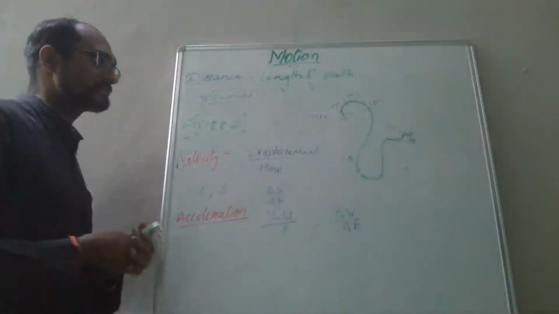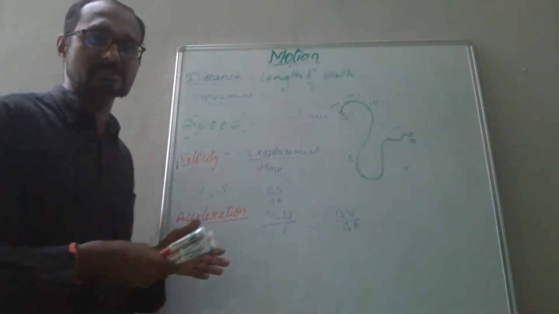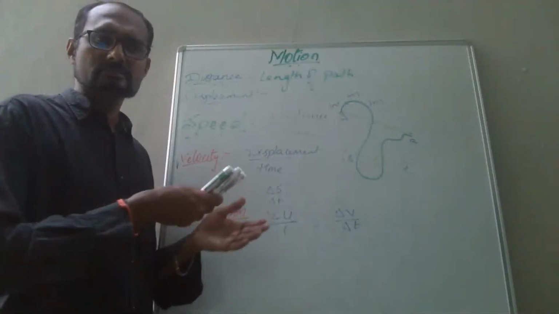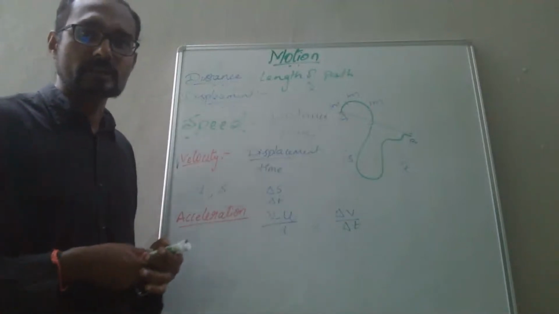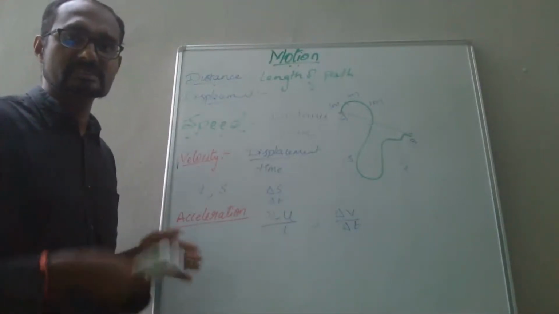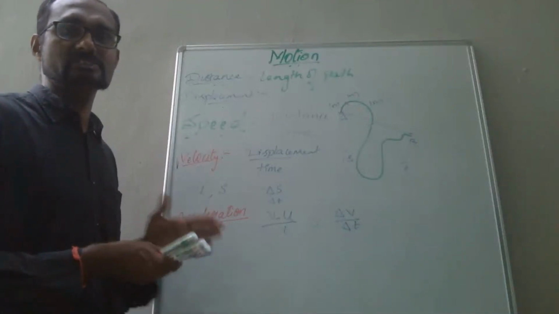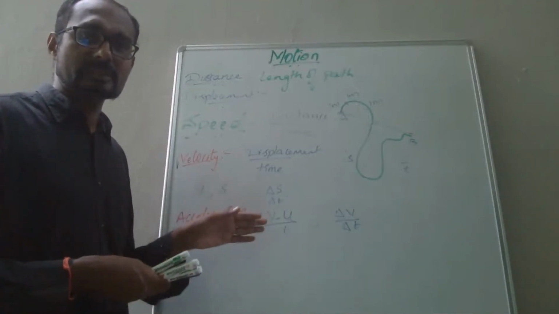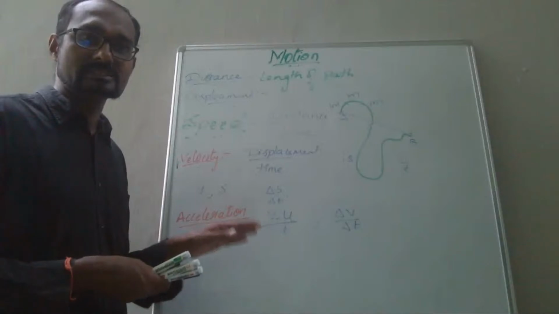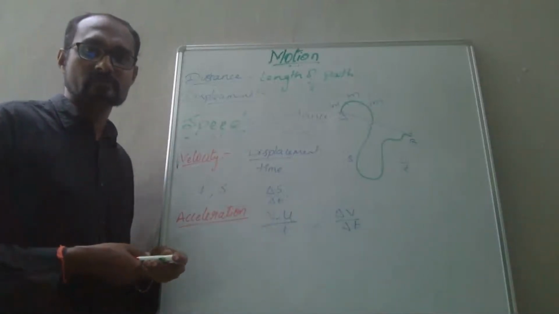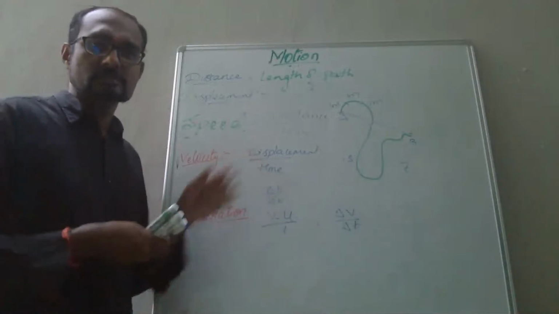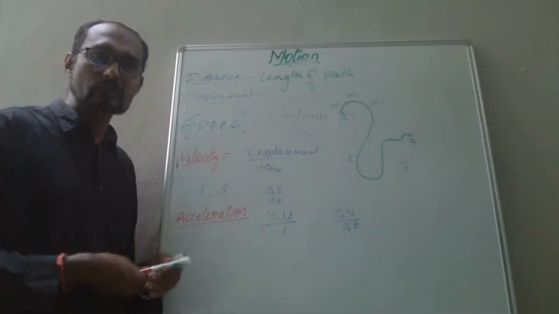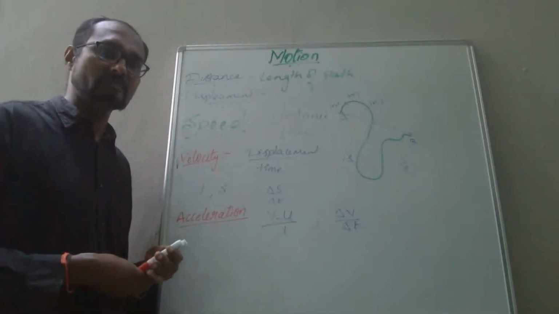Let me say once again, if a body is covering equal distance in equal intervals of time, then we say it is uniform speed. If a body is undergoing equal displacement in equal intervals of time, then we say it is uniform velocity. Similarly, if a body is covering unequal distances in equal intervals of time, then we say it is non-uniform speed.